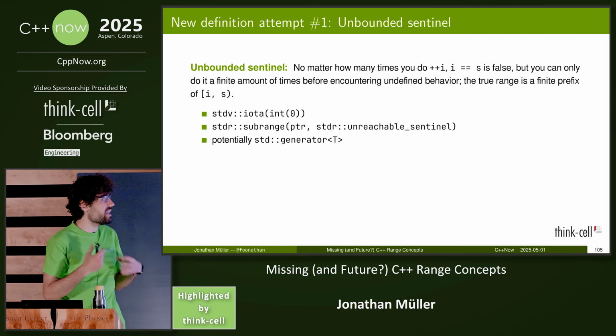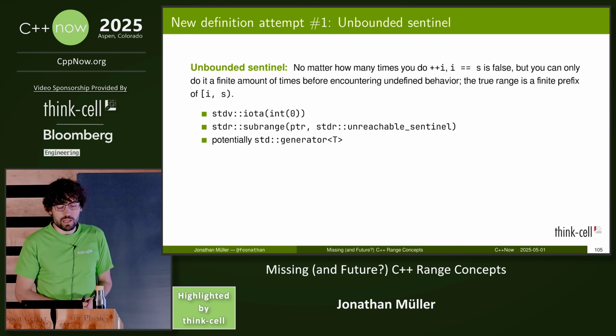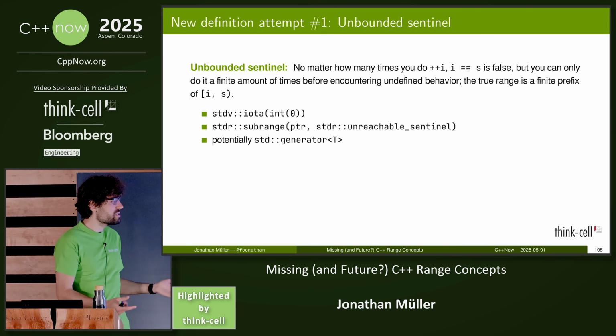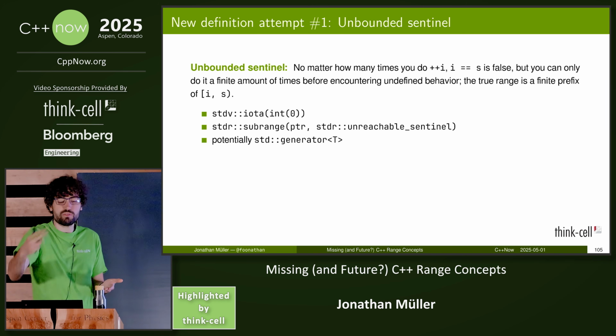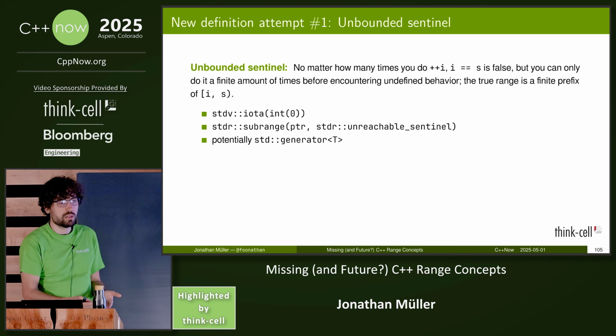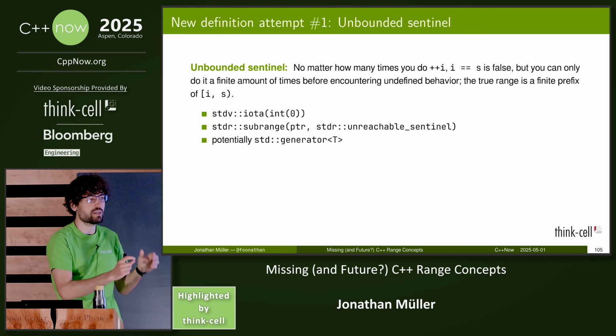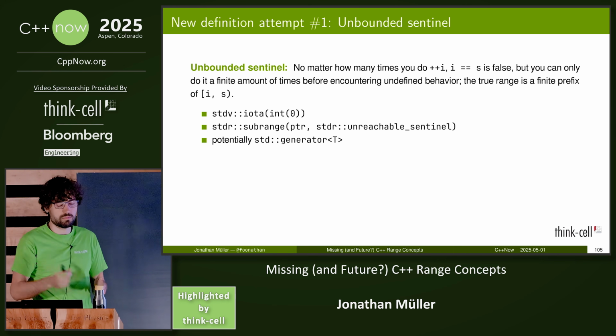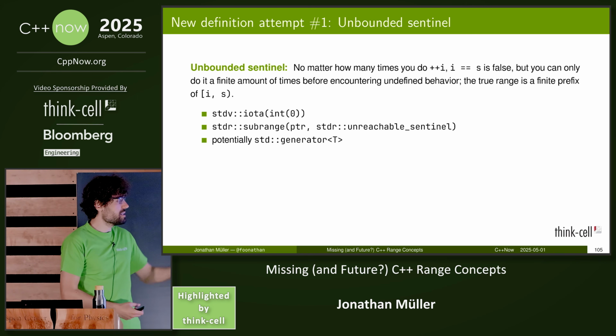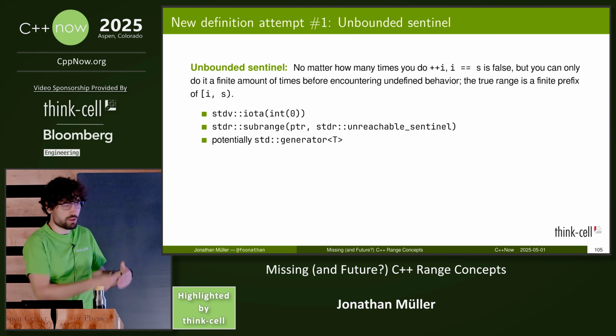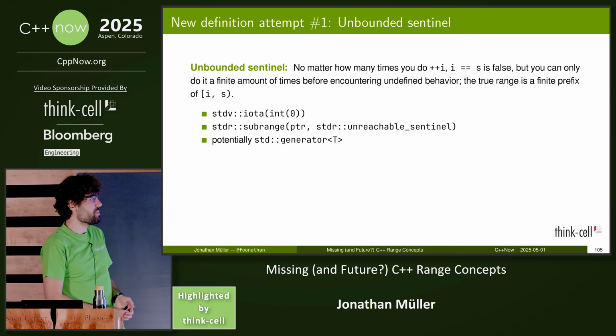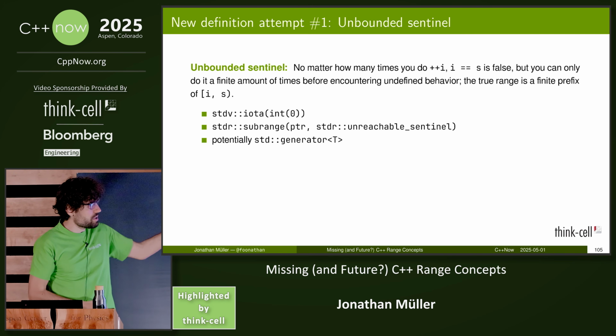For those ones we've got an unbounded sentinel, where i == s is still false, but you can only do increments a finite number of times before you have undefined behavior. So the true range is only a finite prefix of i, s, we just don't know the bounds, right? Which is unbounded. And this is the iota of an int of 0, because you will have integer overflow if you do it int max times. This is the subrange of the pointer with the unreachable sentinel, and potentially a std::generator.